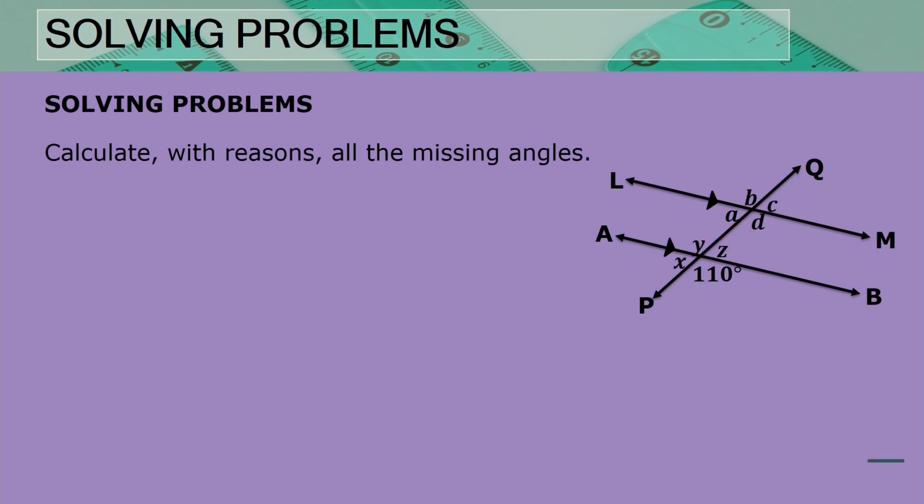So that 110 degrees will allow us to calculate all the other angles. Now, let's start with our Y, because as you can see, there is a line PQ with a line AB, and that is forming two angles that are opposite each other. And because those two angles are opposite their common vertex, that means they are vertically opposite angles. So we can easily say there that Y is equal to 110 degrees. And our reason for that is because the angles are vertically opposite.